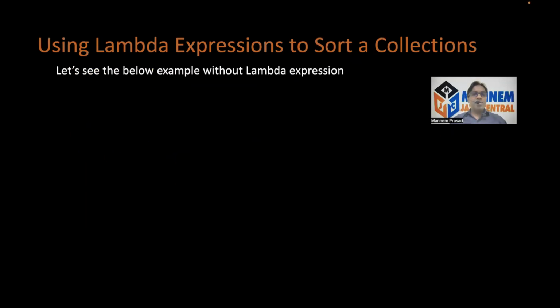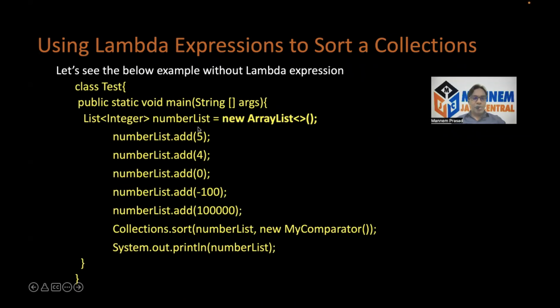So the next concept is using lambda expression to sort the collections. Now we are going to see how to use lambda expressions for the collections. So let's see the below example. I have a number list, meaning some integer values in the array list: 5, 4, 0, 100 and 1 lakh. Now I need to sort the values which are available in the array list.